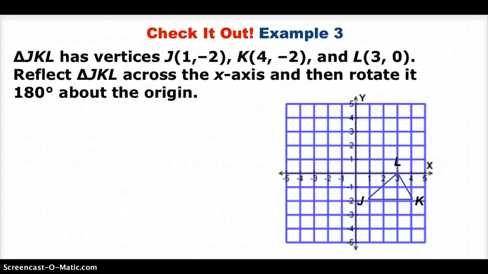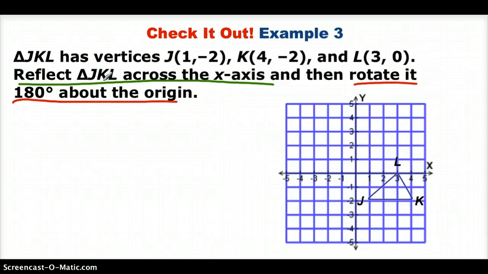All right, so here's one more example of a combination of rigid motions. They give us another triangle. They first ask us to reflect it across the x-axis, and then ask us to then rotate it 180 degrees about the origin.